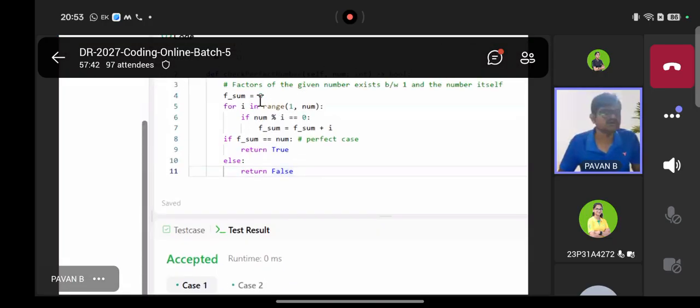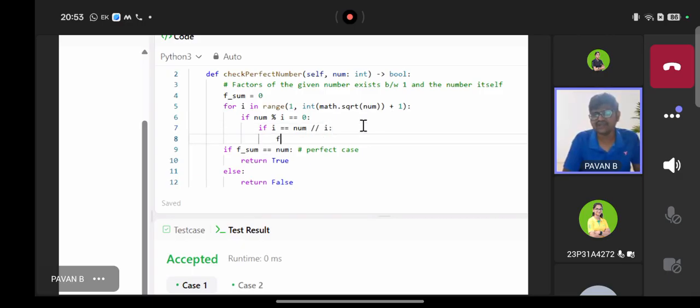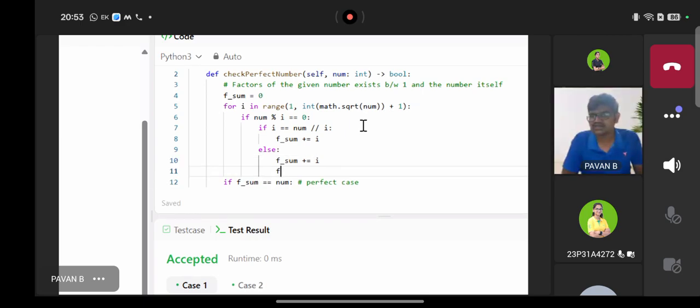So what we can try to do is slightly change our logic. We don't want to go till num, so where do we go? We will go up to the square root of num, right? So let's write math.sqrt of num. But since the square root comes as a float value, we will convert that into an integer and include that one also. If num mod i is 0, what do we do? First we will check the pair buddies, i and num by i. If they are the same, then for factor sum, I will add i once. Otherwise, I will add 2 things: factor sum plus equal to i, factor sum plus equal to n by i.